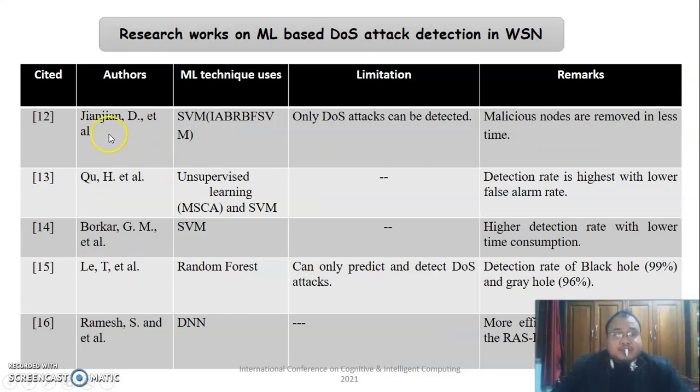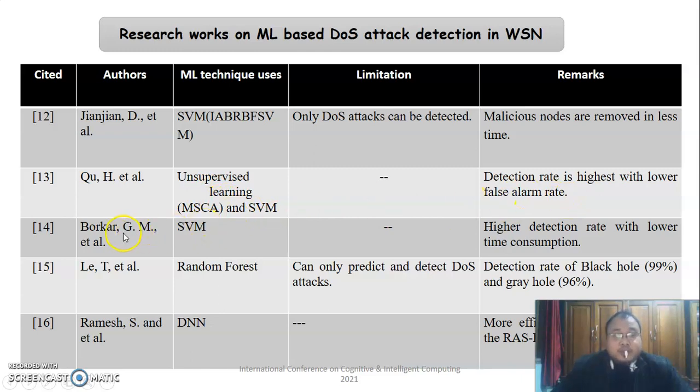So next paper is Jinjian D et al. The machine learning technique that they employ is SVM. The limitation is only those attacks can be detected. The remark is malicious nodes are removed in less time. Next paper, Q H et al. Unsupervised learning and SVM. The remark is detection rate is highest with lower false alarm rate.